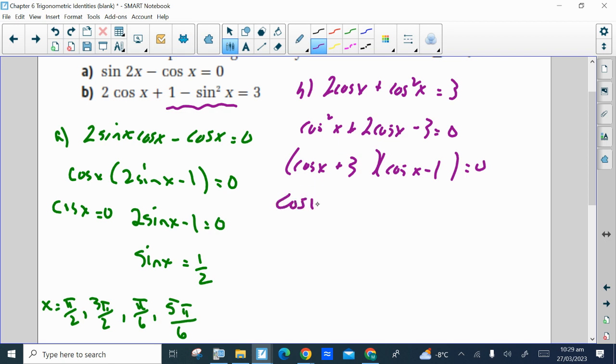And then the solutions come when each factor equals 0. This will be where the cosine of x equals negative 3 and positive 1. And remember, cosine only goes up to 1, down to negative 1. It'll never get to negative 3. So there's no solutions for this one.